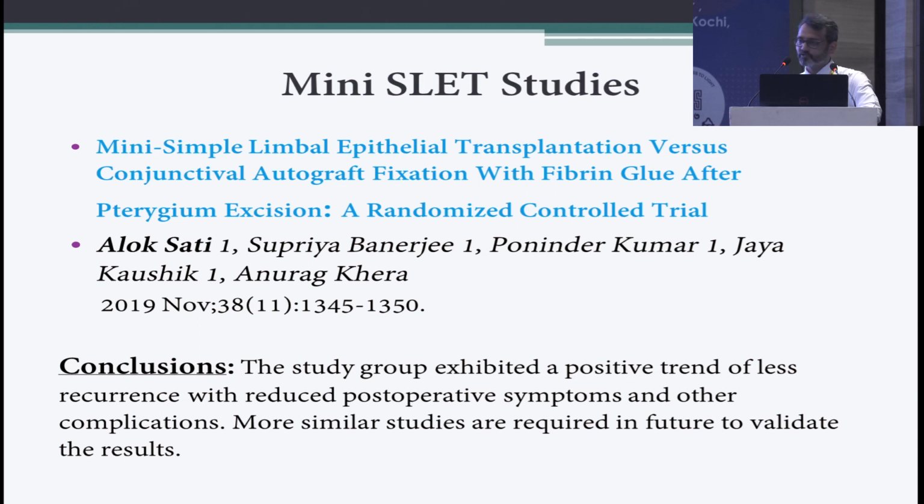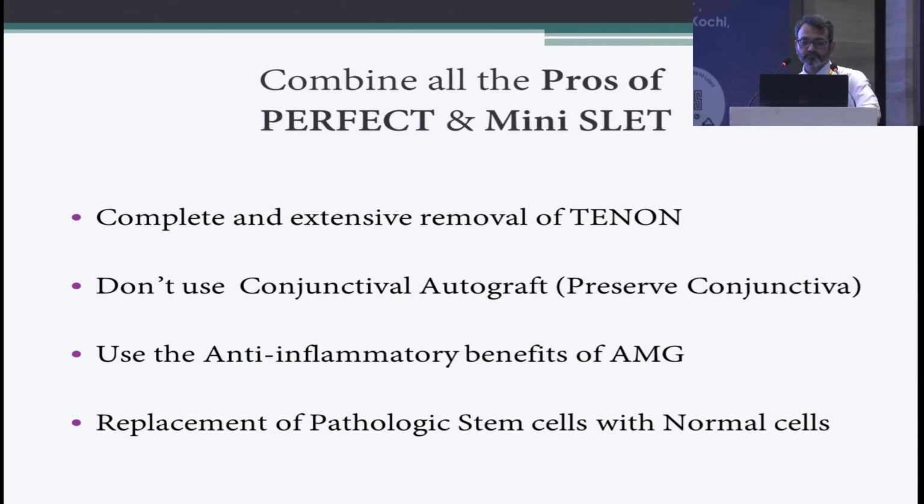Not many randomized controlled trials have been done. So now we had a perfect technique, and in the perfect technique we had to use a very large conjunctival graft. In mini-slit we avoided using the conjunctival graft. We used amniotic membrane and used stem cells to cover that area. What if we combine both the techniques and take advantage of both?